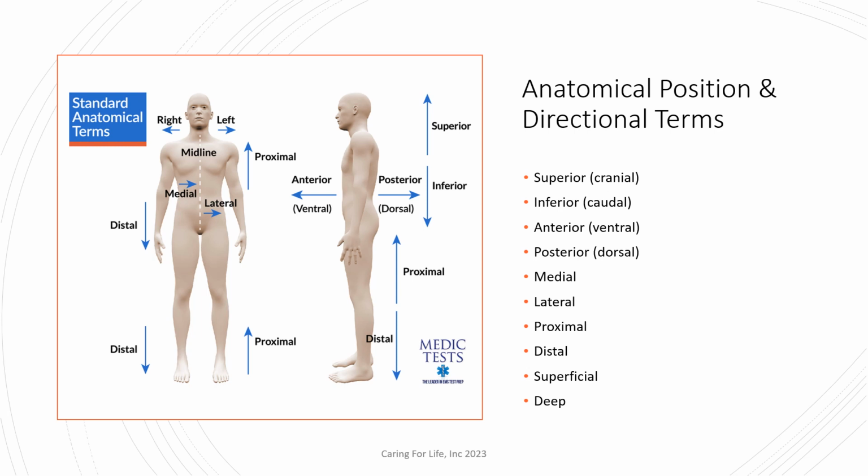Medial, we're close to the midline of the body. Lateral, that's further away from the midline of the body. Proximal, closer to the trunk of the body. Distal is farther away from the trunk. And then there's superficial, that's closer to the surface of the body, and things can be described as deep, and that is farther from the body's surface.